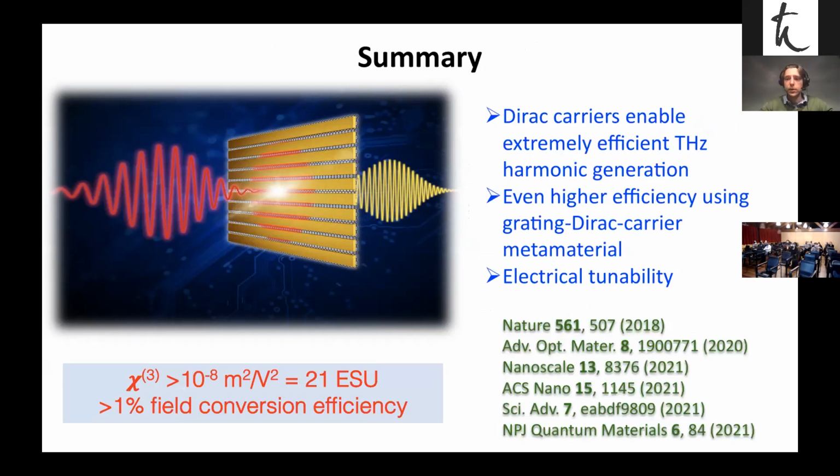So with that, I would like to show you the summary with everything I told you about, so that we can generate very efficient harmonics using Dirac carriers, both in graphene and TIs. We can enhance this using this photonic trick with the grating, and we get nonlinear susceptibilities on the order of 10 to the minus 8, or if you prefer ESU units, on the order of 20, and more than 1 or even 10% field conversion efficiency. And I list here also some of the relevant papers that we published, also all quite recently. So with that, I would like to thank you for your attention.